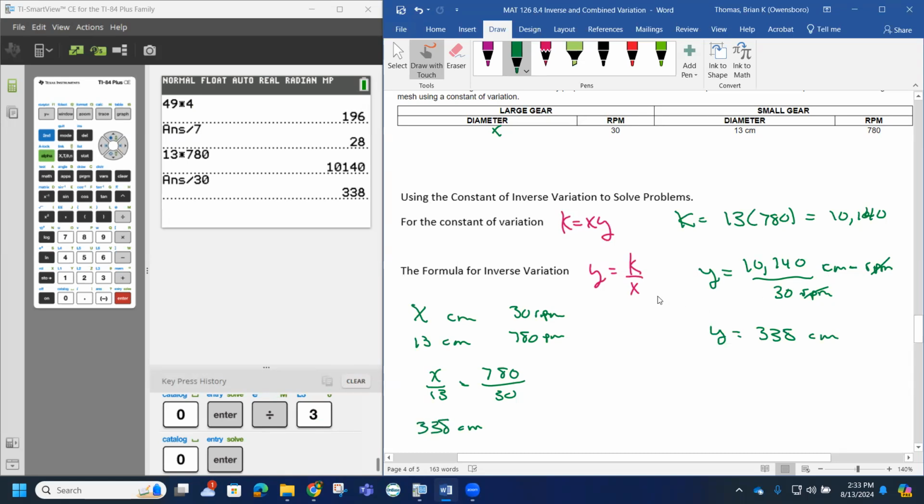So that's some of the stuff you can think about with respect to formulas. So the proportion or the formula can work. If you're doing a lot of problems, it seems like the formula would be much, much quicker.